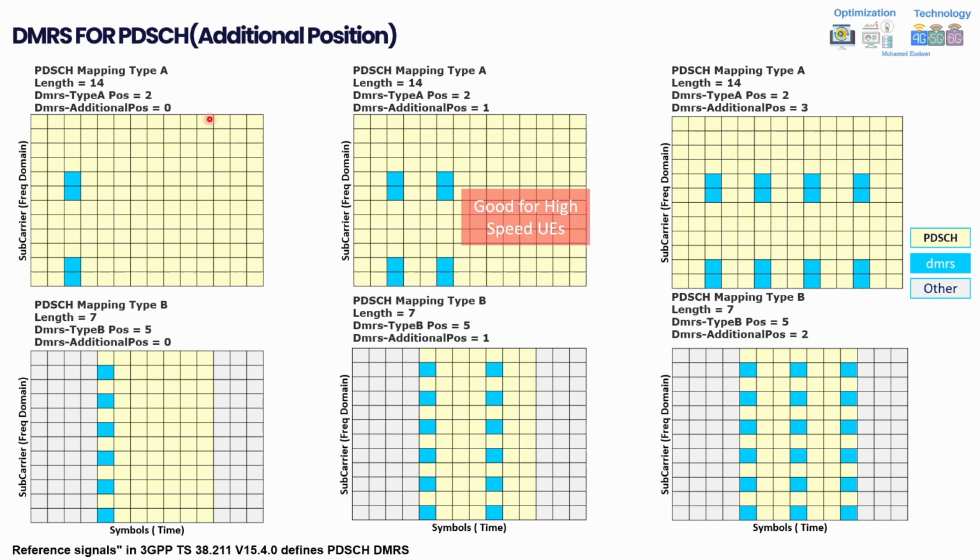Now, this is exactly the same example, but the main difference is that this one shows 1. So we'll have one additional symbol for the DMRS, and the last one here is 3, and the 3 will give up to 4 because you have by default 1 and you have an additional 3 symbols, so now you can have up to 4, and this is much better, as mentioned before, for high speed UEs.